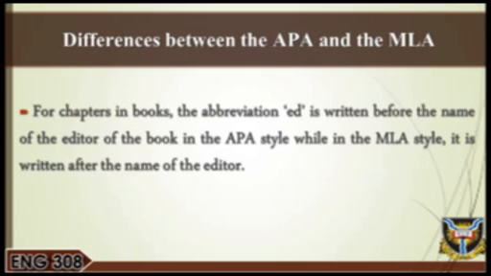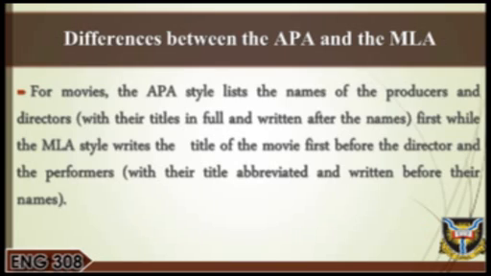4. For chapters in books, the abbreviation ED is written before the name of the editor of the book in the APA style, while in the MLA style, it is written after the name of the editor. 5. For movies, the APA style lists the names of the producers and directors with their titles in full and written after the names first, while the MLA style writes the title of the movie first before the director and the performers, with their titles abbreviated and written before their names.